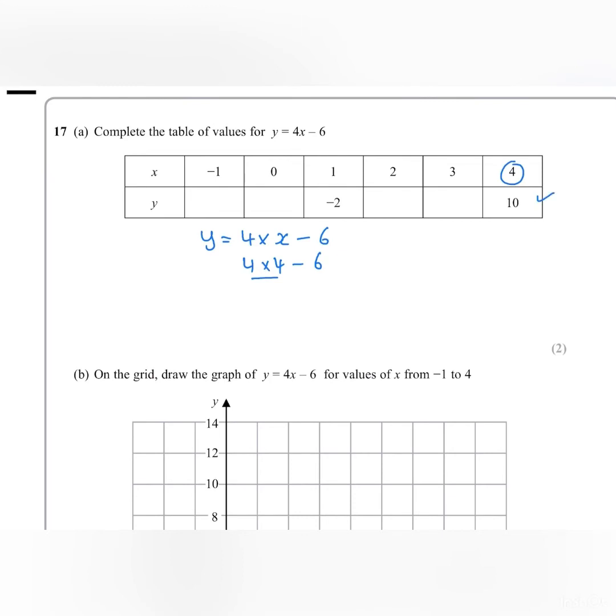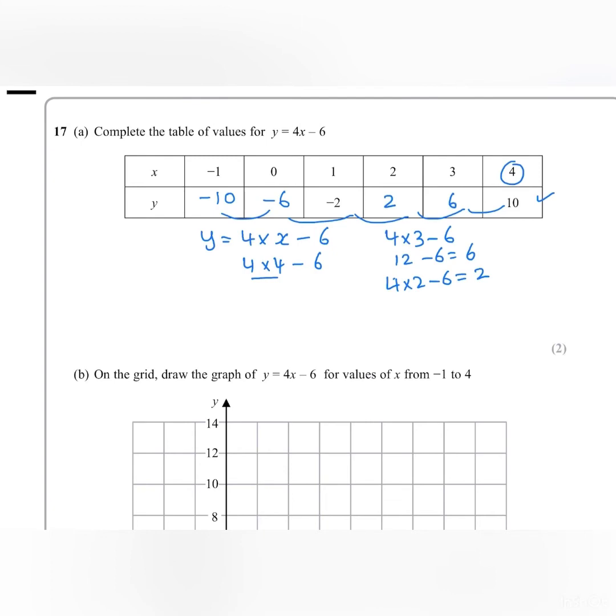So that's fine. Now you can do 4 times 3, take away 6. That's 12, take away 6, which is 6 over here. And then you can do 4 times 2, take away 6. That's 8, take away 6, which is a 2. Now you can spot the pattern here. It's going down by minus 4 each time. So from here, minus 4 from there, that would be minus 6. Take away another 4 from here, that would be minus 10.